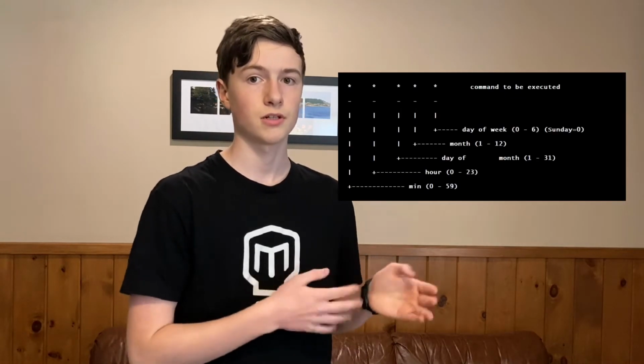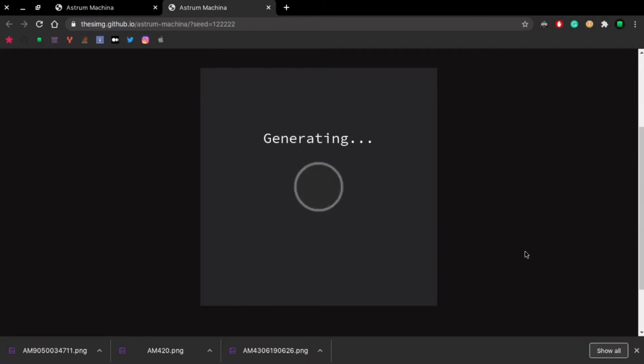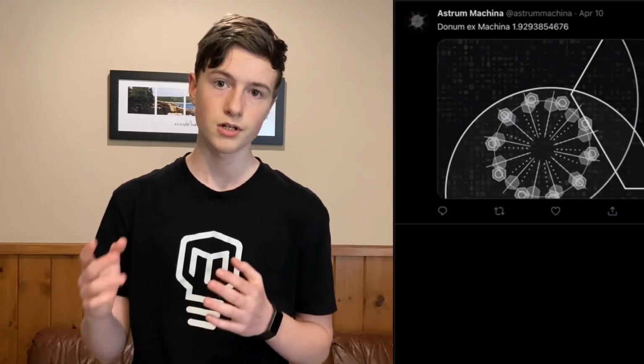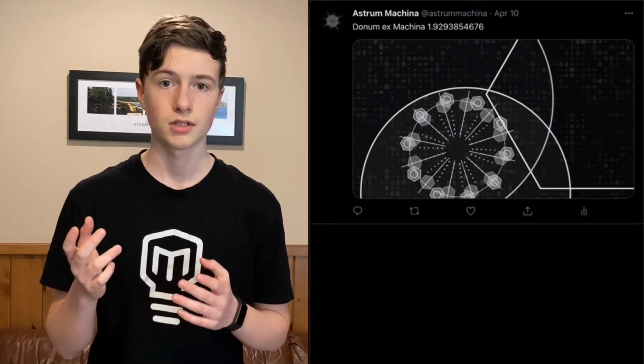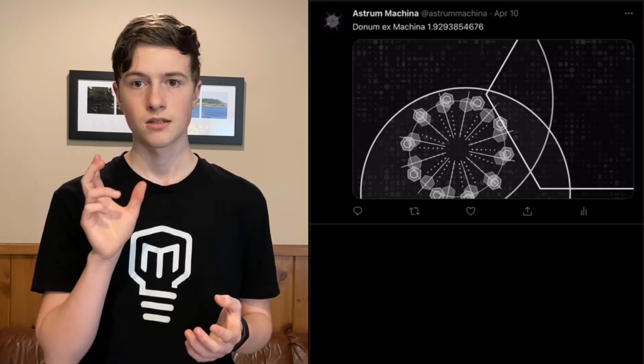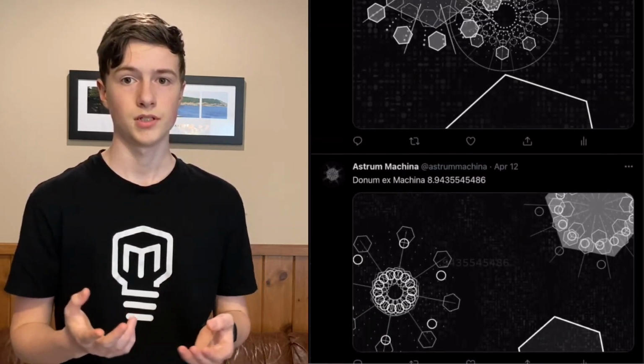Back to the Python script. I've used crontab to schedule it to run every 4 hours. So it will open the web page, it'll wait for the image to generate, and then it simulates a click on the canvas to download it. The image downloads as a PNG with the seed in the name, and then the script takes that image and it goes to Twitter and posts that image with the caption of Donum Ex Machina and then the index posted is and the seed. So I'm calling this project Astrum Machina, which means star machine.